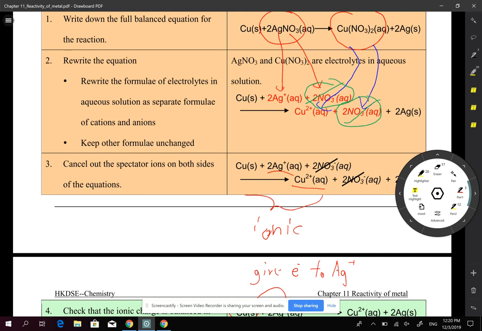But I told you that there are 2 equations. They can also be rewritten into other equations, not only displacement reaction, including metal reactive reaction. Do you know why?